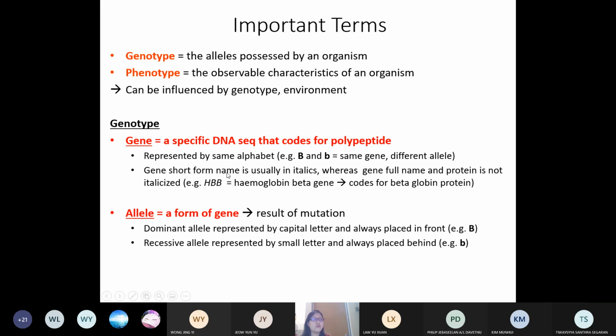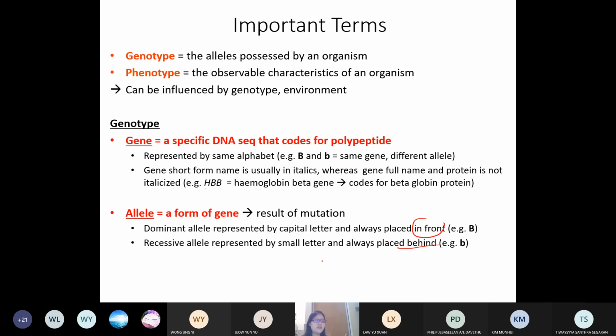Now, each gene would have two alleles, right? Especially in a diploid organism, you would expect it to have two alleles of the same gene. The dominant one is always big B. The recessive one is always a small letter. I'm sorry, it doesn't need to be B. It could be other alphabets, but the dominant one is always capital, the recessive one is a small letter. You already know this. I just want to make sure you have your foundations right, so bear with me. No pun intended. The dominant allele is always placed in front, and the recessive is always placed behind.